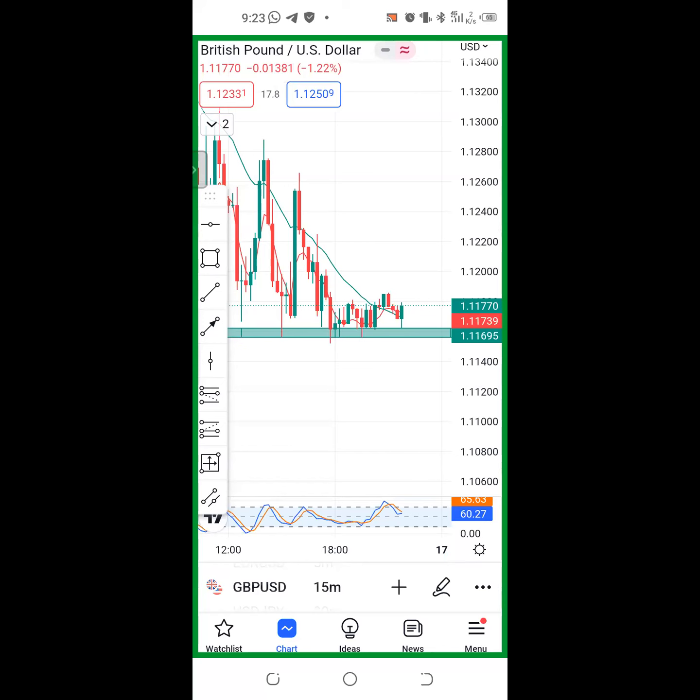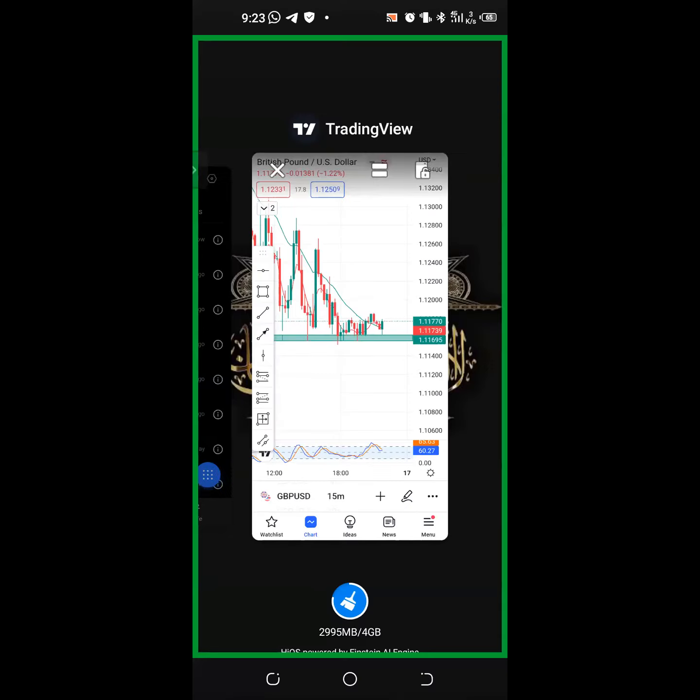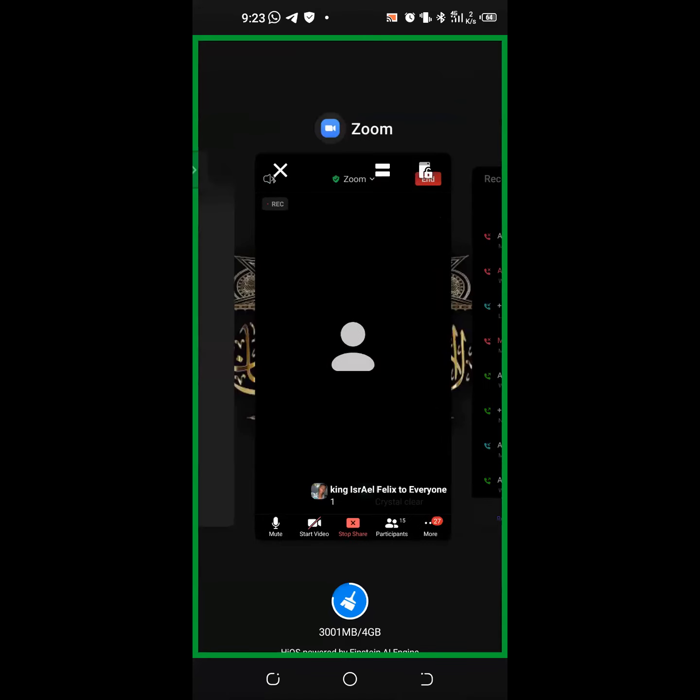Now the second rule is any area where you see price move away from a swing low or swing high. Let me show you what that means. For now, I'll be sharing my whiteboard again. All right, crystal clear. What do we mean by swing low, swing high? Let me show you.